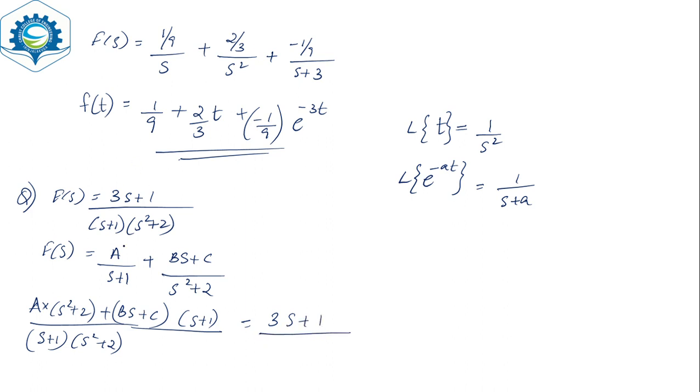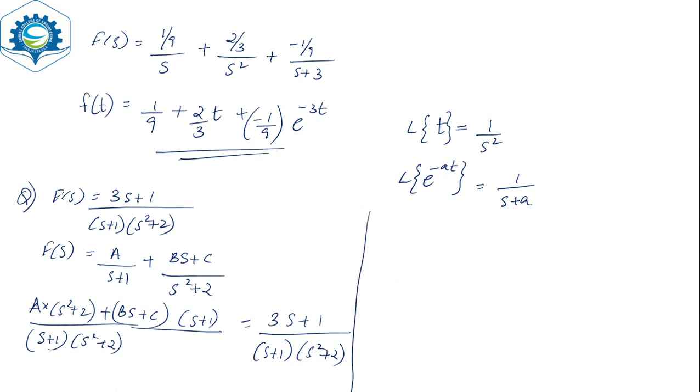Okay, this is your original polynomial over here: (3s + 1) / ((s + 1)(s² + 2)). So again, you can just compare the coefficients. I'll leave that to you. Or should I help you? I think I'll just try and help you.